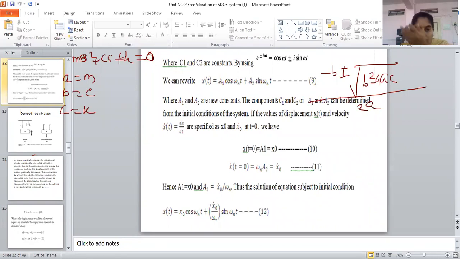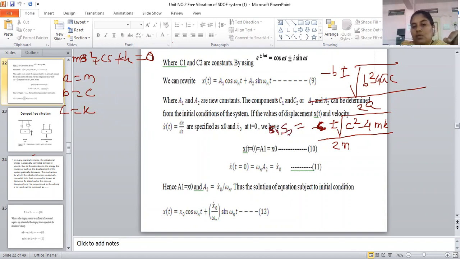So what is minus b over here? Minus b is minus c, plus or minus root of b square, which is c square, minus 4 a c, where a is m and c is k, divided by 2a, which is twice m. That will be the roots of the equation, and the roots are in terms of s. So we'll get the s1 and s2 values.